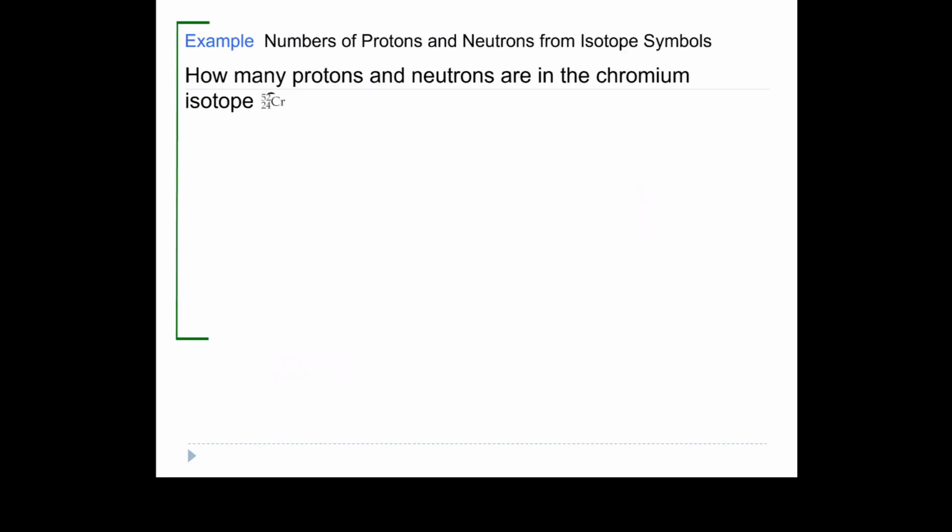So you tell me real quick, this is chromium 52. That's hard to see, but it's chromium 52. How many protons and neutrons are in chromium 52? This is not a clicker question. So. 28. 28 what? 28 neutrons. How many protons? 24, that's right. At least I think that's right. I'm assuming that 52 minus 24 is 28.